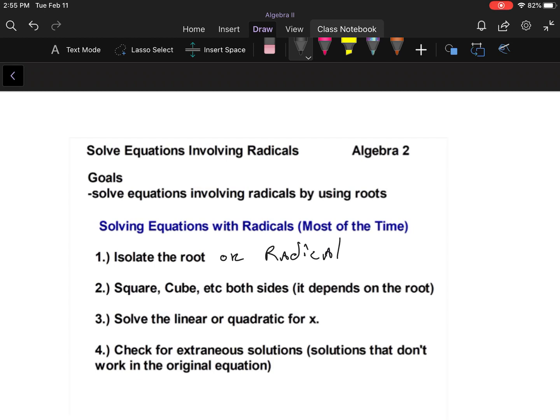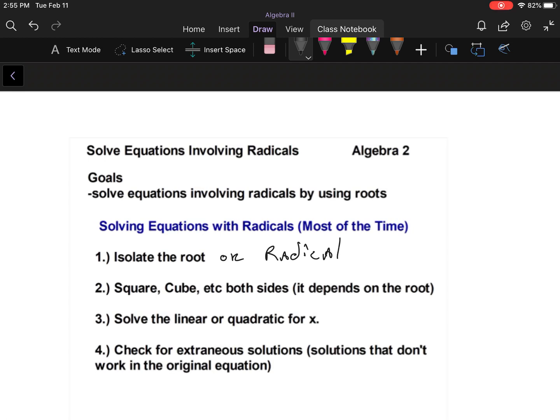From there on, you're going to take the square root, the cube root, or whatever is appropriate to both sides, depending on the root. Or you can square it or cube it. Then you're going to solve whatever linear or quadratic equation for x. Now, make sure you check for extraneous solutions.